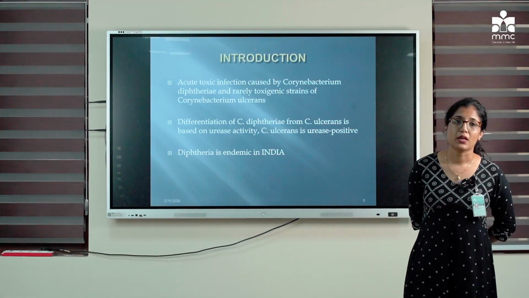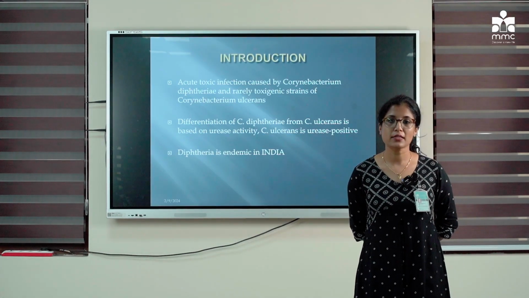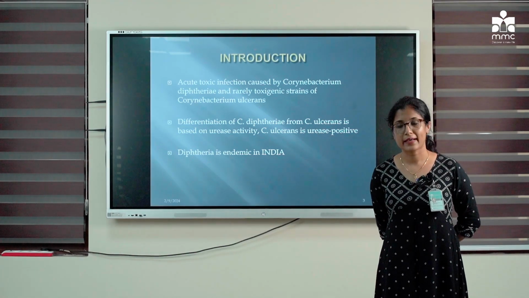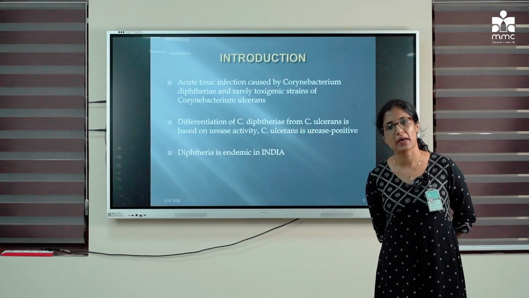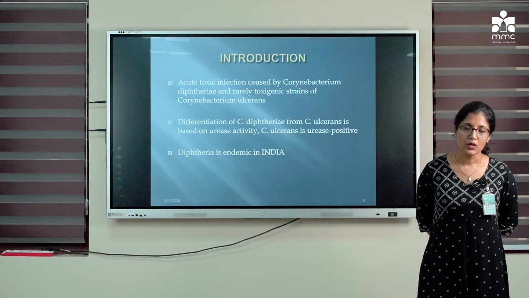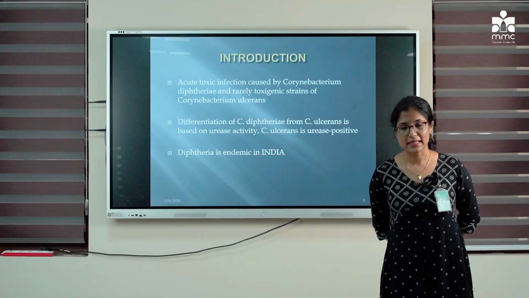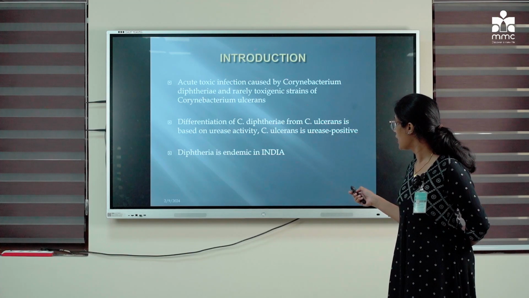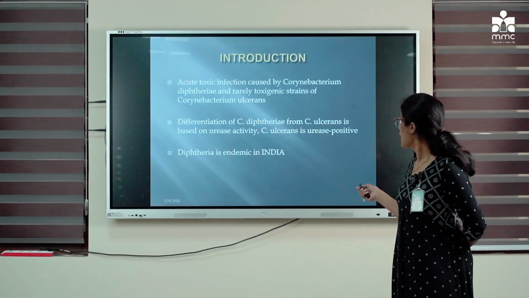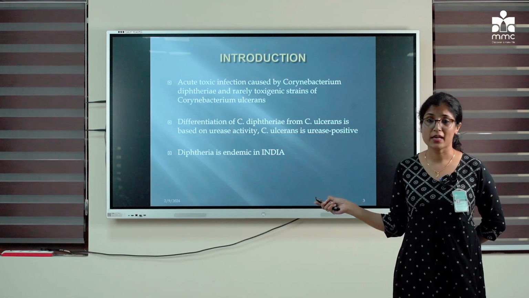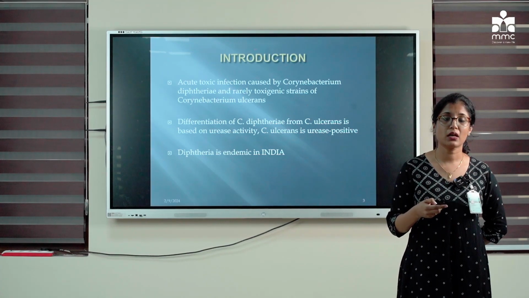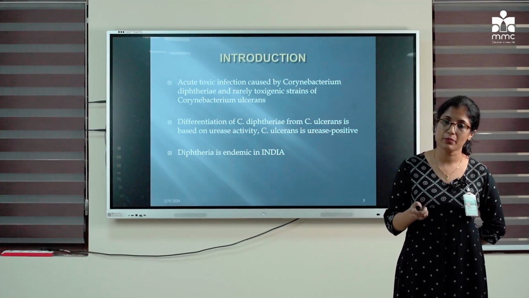So what is diphtheria? It is an acute toxic infection caused by Corynebacterium diphtheriae, and it is rarely caused by another strain which is called Corynebacterium ulcerans. So what differentiates between the two? We can do the urease test, in which Corynebacterium ulcerans is urease positive. Now regarding the epidemiological situation in India, diphtheria is a disease which is endemic to India.